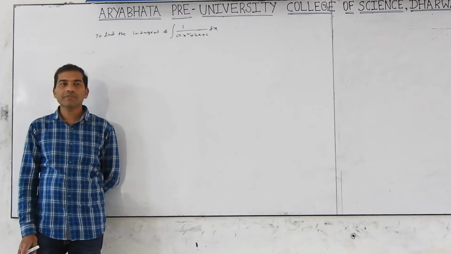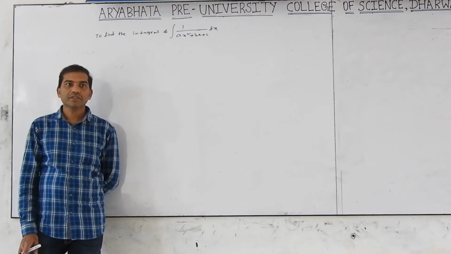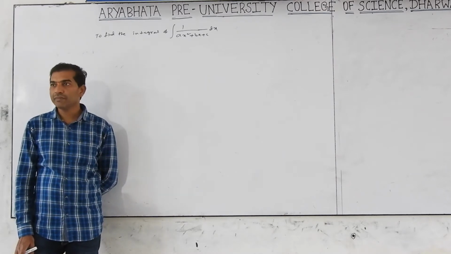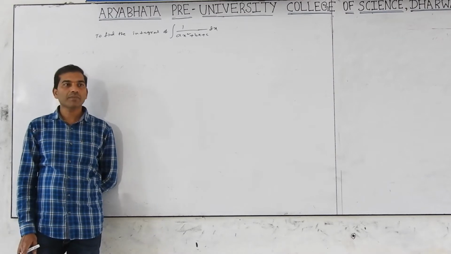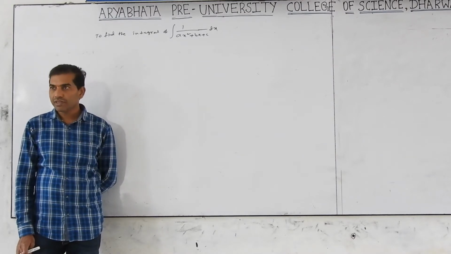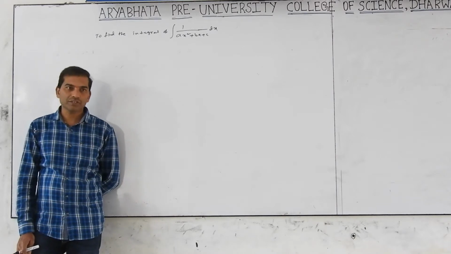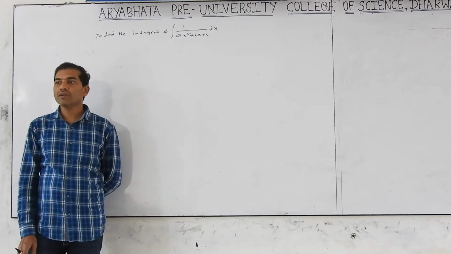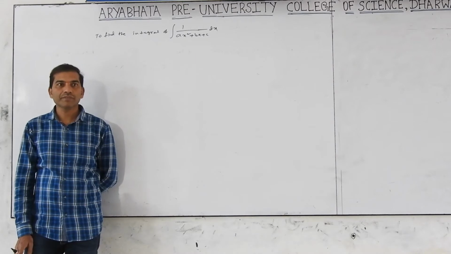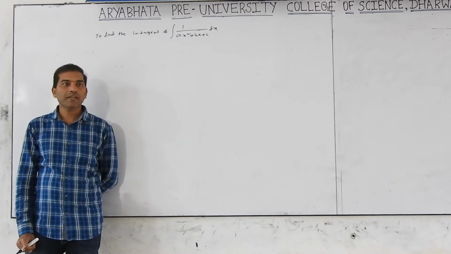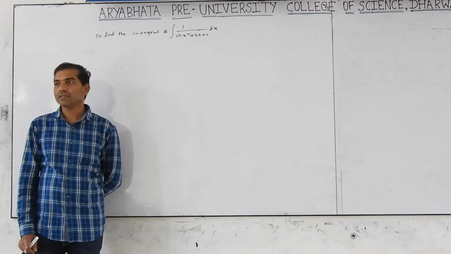Integration of 1 by root of a square minus x square is sin inverse of x by a plus c. Integration of 1 by under root of x square plus a square is log of x plus root of x square plus a square. Integration of 1 by under root of x square minus a square is log of x plus root of x square minus a square.